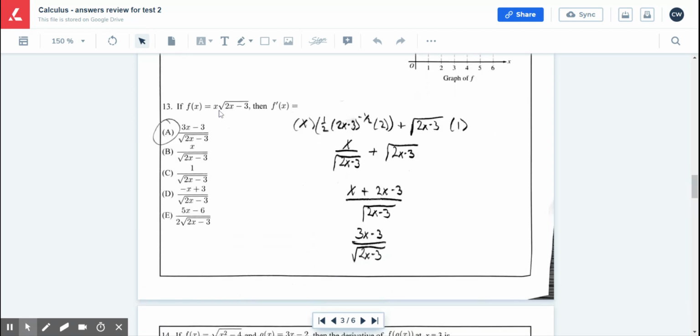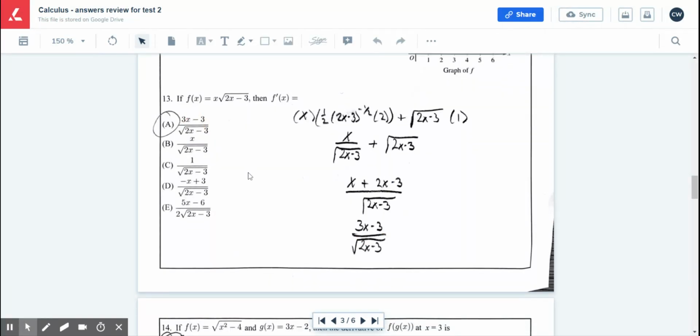All right, 13, we need the product rule here. So we change that square root to a 1/2. So first, derivative of the second. So the 1/2 comes down, inside stays the same. New exponent is -1/2. Derivative of the inside is 2. Plus the second times derivative of the first. I move the square root down to the bottom here, and then I get a common denominator. So square root times square root gives me 2x minus 3. X and 2x gives me 3x minus 3. We like A.